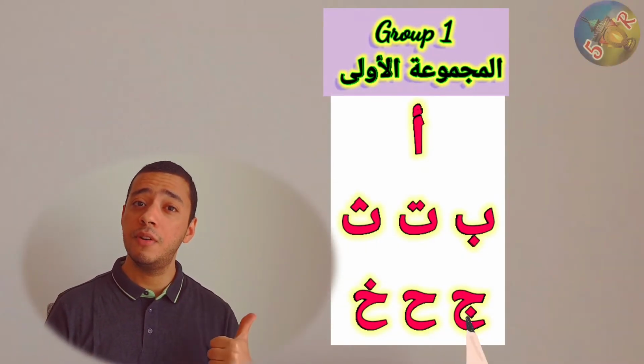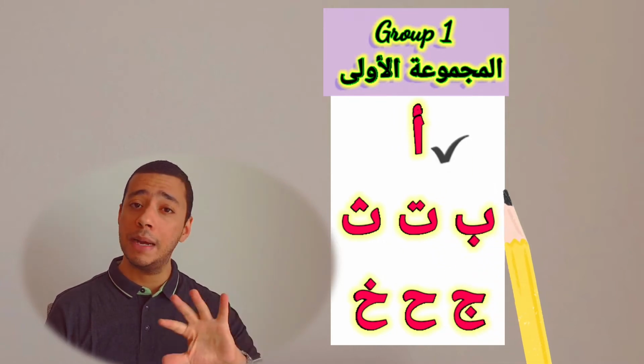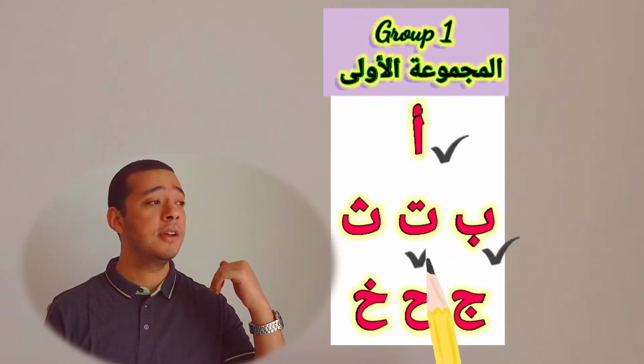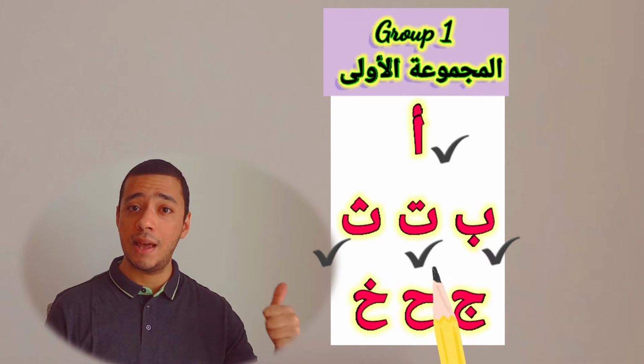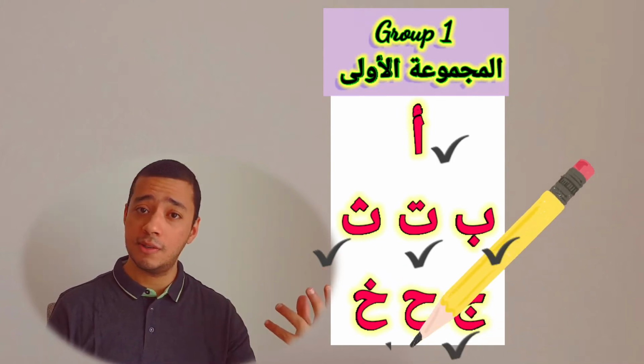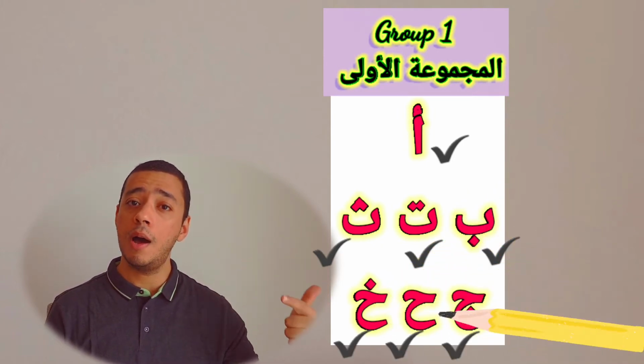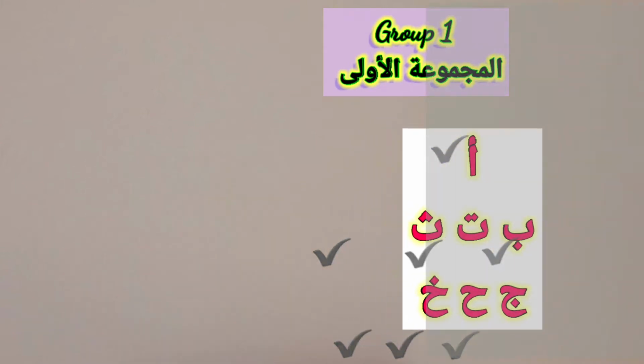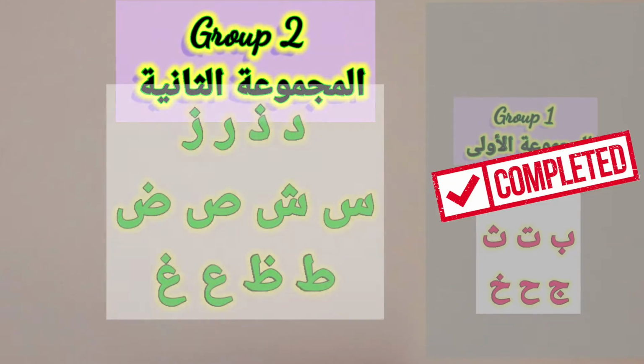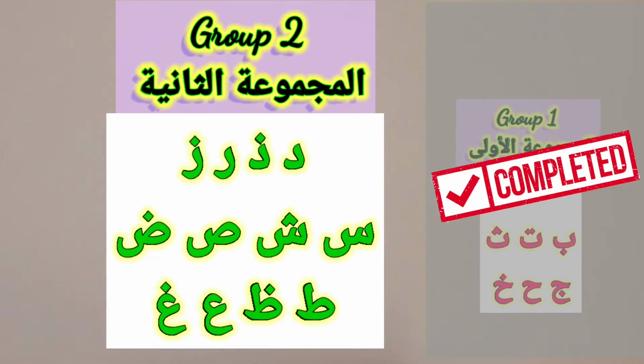So quick reminder, what was the common thing for the first group? If you remember, we said we have alif by itself, and then we have 3 sisters, ba, ta, tha, and then we have 3 more sisters, which is jim, ha, and kha, right? And today inshallah we'll move to المجموعة الثانية, the second group.